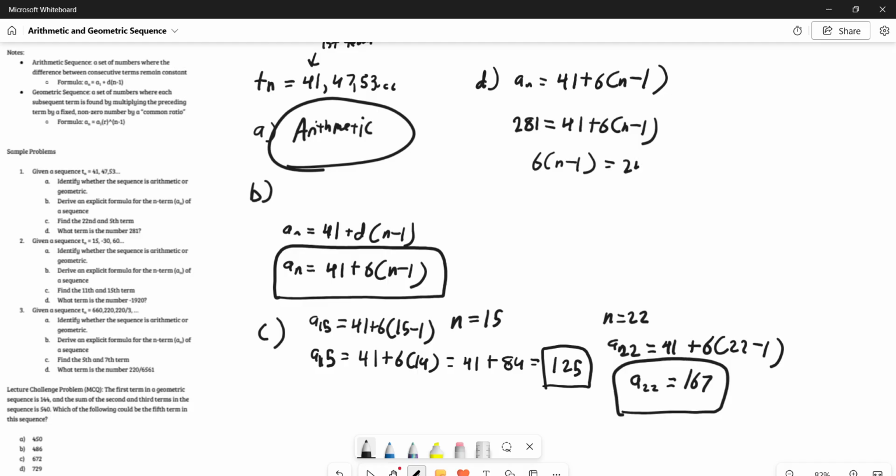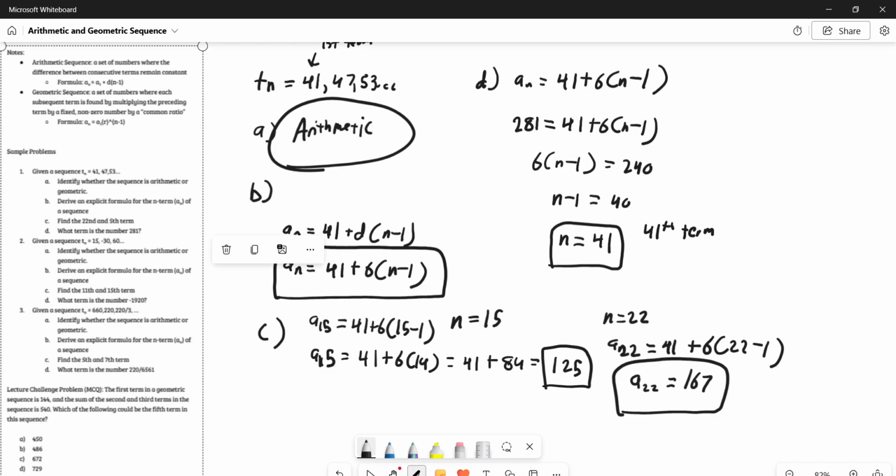Sorry for my bad handwriting, but we get 281 minus 41 is 240. Divide both sides by 6, and you will get 40. So n minus 1 is 40, so n is equal to 41. So therefore, 281 is the 41st term of the sequence. Okay.